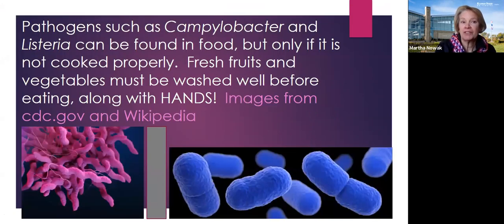Pathogens such as Campylobacter and Listeria can be found in food, but only if it's not cooked properly. We eat dead organisms, dead germs, all the time because we cook them, and that kills them, and they're no longer a threat to our body once we eat them. So fresh fruits and vegetables must be washed well before eating, because many of these we don't cook before we eat them. The same goes for hands or any other utensils or mixing bowls or counters that will touch that surface.